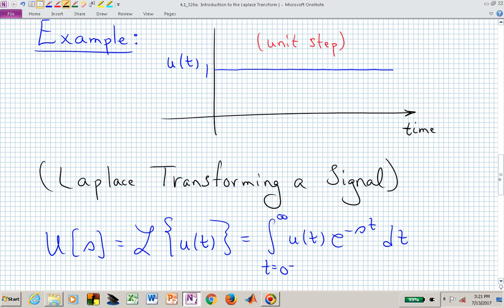So we want to now Laplace transform this signal. Capital U of s, we're now converting from time domain, which is usually lowercase, to frequency domain, which now the notation will be capital expressions. And now we have capital U of s is this script L of u of t. That says the Laplace transform of u of t. That's defined to be this integral from 0 minus in time all the way up through infinity, or to infinity, u of t e to the minus st dt.